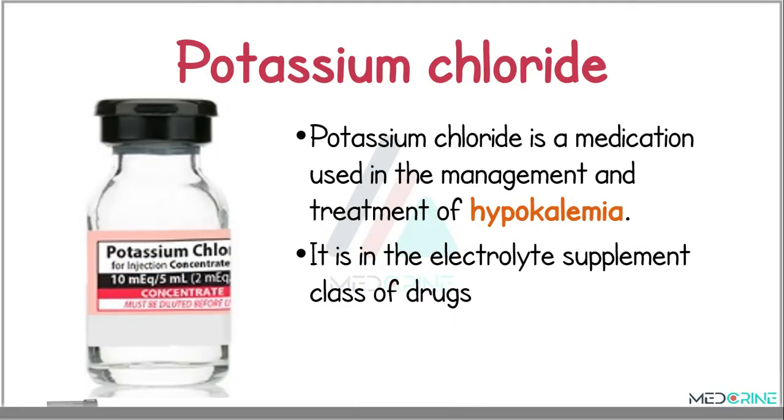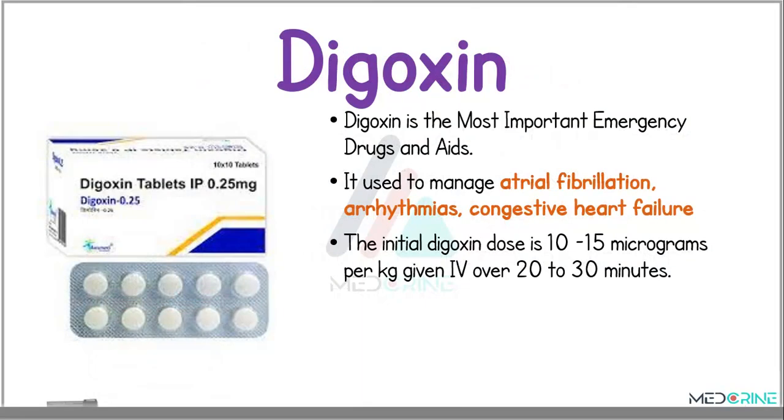And then we have potassium chloride or KCl. It's used in the management of hypokalemia and is an electrolyte supplement basically. And then we have digoxin. Digoxin is the most important emergency medication and is used in the management of atrial fibrillation, arrhythmias, congestive heart failures, and the normal dose ranges from 10 to 15 micrograms per kg given by intravenous route over 20 to 30 minutes.